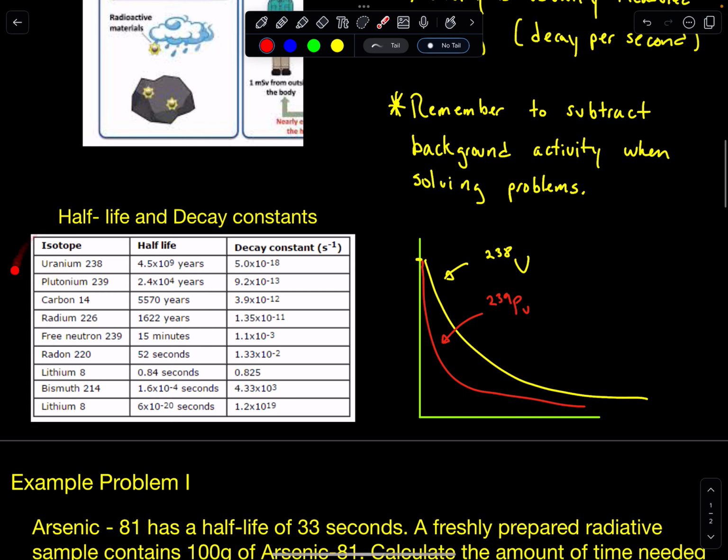On the left here, you'll see a table of common radioactive substances: uranium-238, plutonium, carbon-14. Here are their half-lives, and here are their corresponding decay constants. The longer the half-life, the less likely it is to decay, so my decay constant, the probability, is very low. On the other hand, take a look at this. Lithium-8 has a very short half-life, meaning it'll have a very large decay constant. These ones are even shorter in time, and they'll have an even faster decay constant.